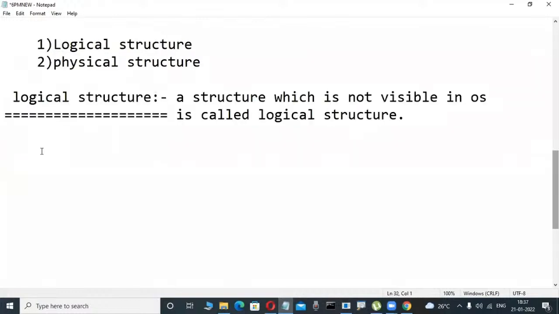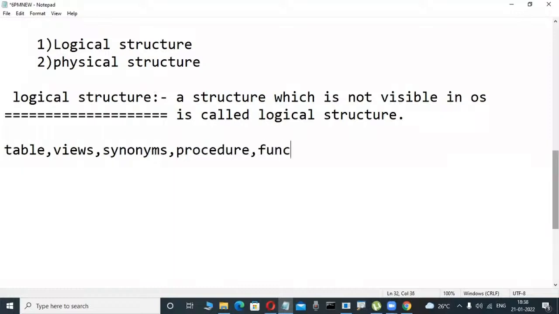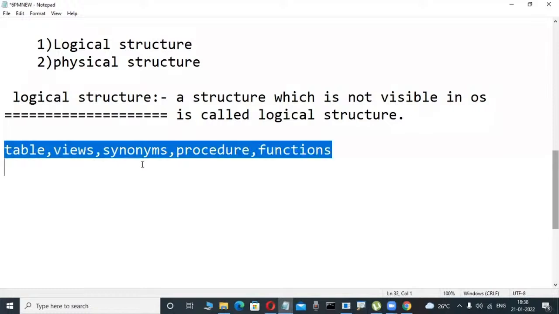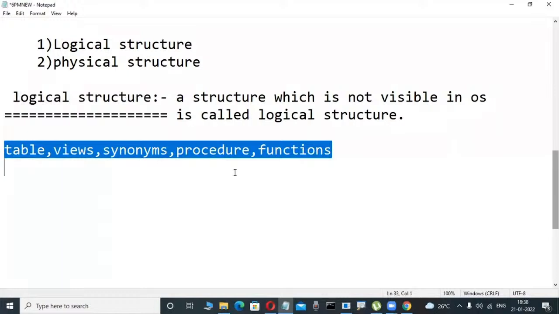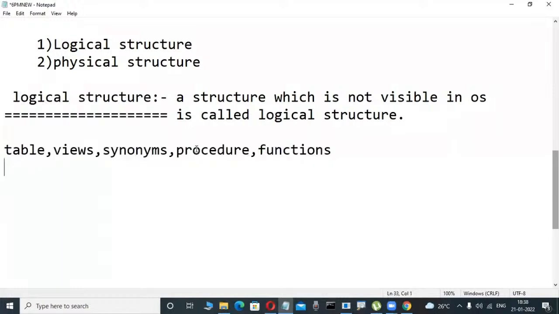But in this logical structure, developers are working. Suppose I'm a PL/SQL developer, you are a SQL developer, Java developers, .NET developers, Python developers, ETL developers. All these persons are working in a logical structure. That logical structure contains tables in Oracle, SQL Server and MySQL. Views are there, synonyms are there, indexes are there. These are all database objects. Procedures, functions, triggers, packages are there. So many things. These are all logical structure, which is not visible in the operating system. Whatever objects we are learning in the course, none of them are visible in the operating system.